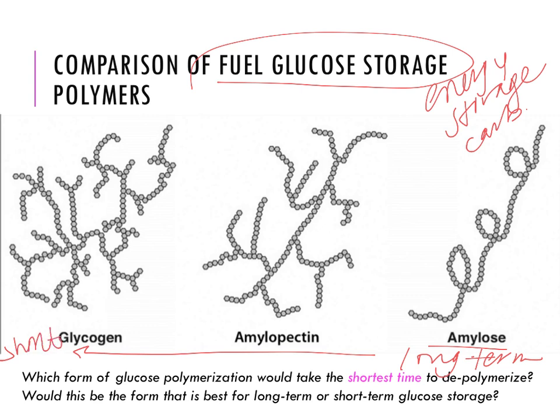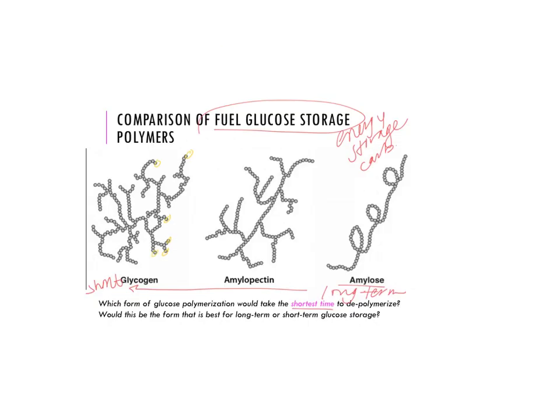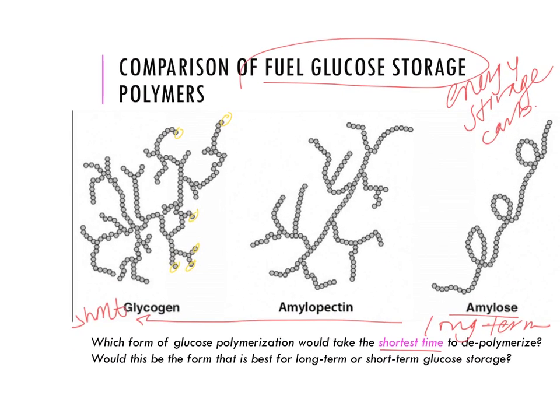And the reason that glycogen takes the shortest time to depolymerize is because it has so many free open ends here. So if you imagine some enzyme that acts like a lawnmower going off and chopping all of these ends, it's a lot easier to do because you can access so many open points on a glycogen. Whereas amylose, you gotta go one by one by one.